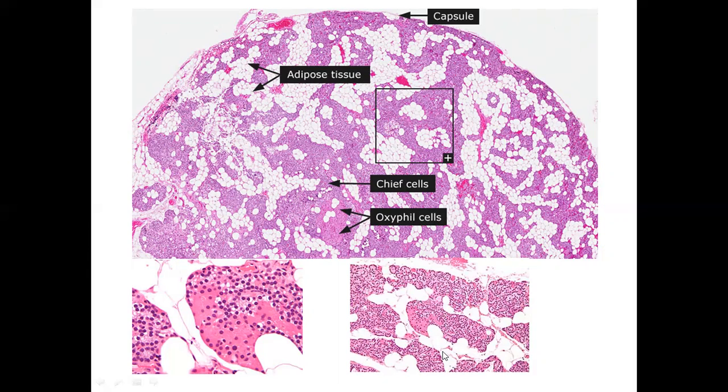And if we magnify this particular area further, this is how it will look: these smaller cells, which are the majority, are chief cells, and between them are these larger cells with a very characteristic dark eosinophilic cytoplasm. These are the oxyphil cells.